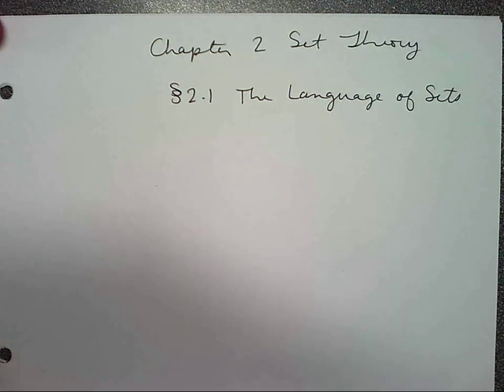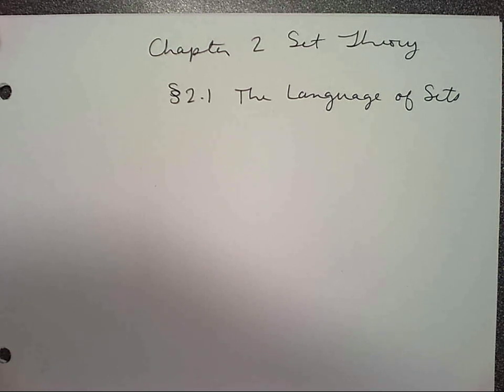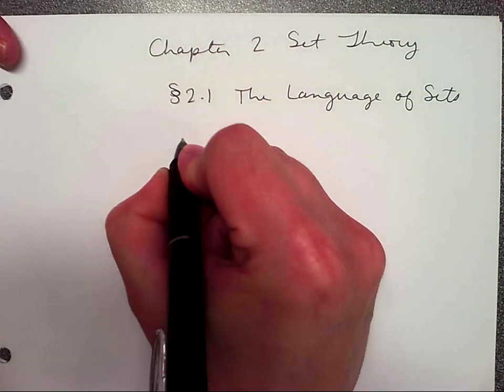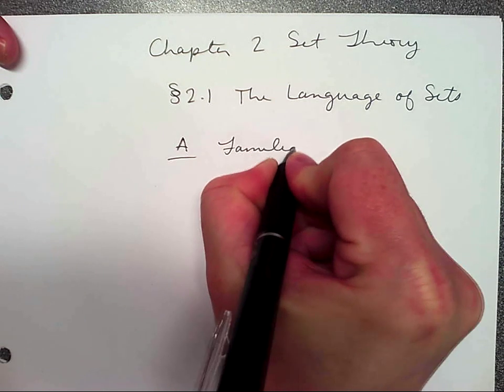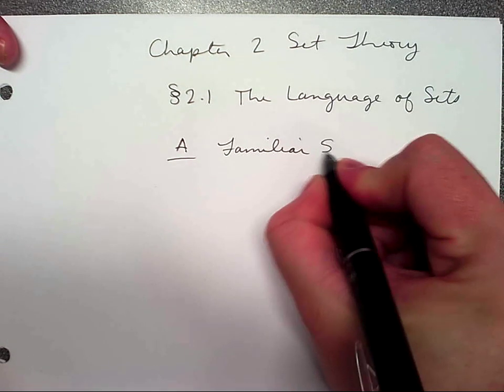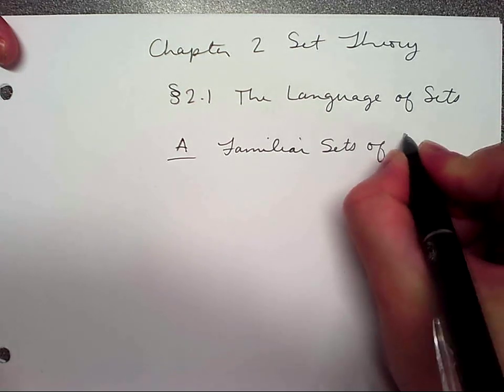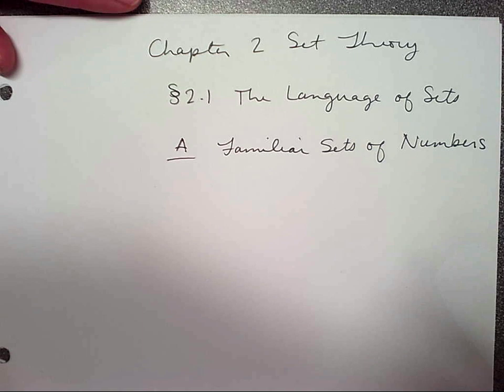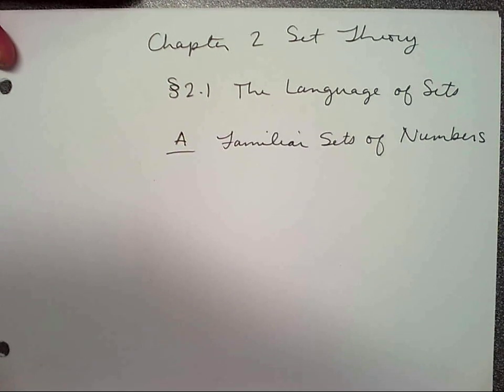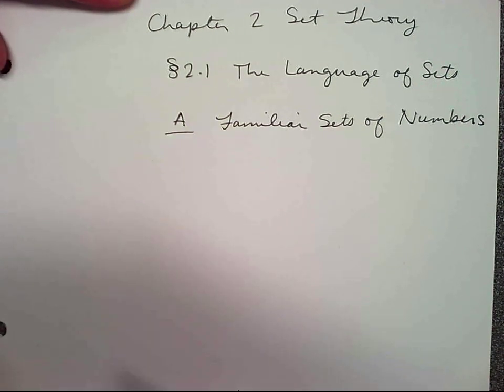All right. So chapter 2 is set theory. So first we're going to do 2.1, which is the language of sets. So we're going to do a lot of definitions and some examples. So let's talk about familiar sets. So familiar sets of numbers, we did a lot of this before with the familiar sets of numbers.